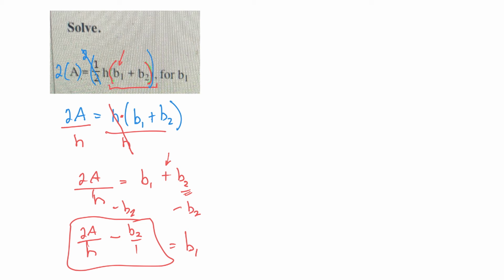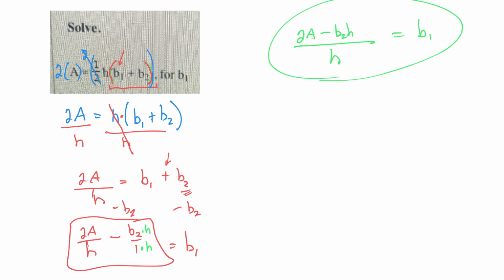Some places, though, they say, well, if you've got 2 terms, might as well get a common denominator. So a common denominator, I probably multiply both top and bottom by h. Now my common denominator is an h, so now I can write 2a minus b2h all over h is equal to b1. That's probably where they would want to leave it, but I was okay if you left it there.